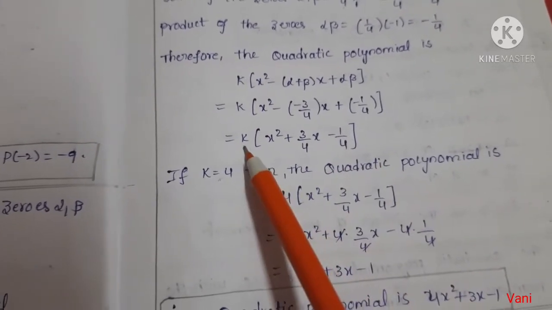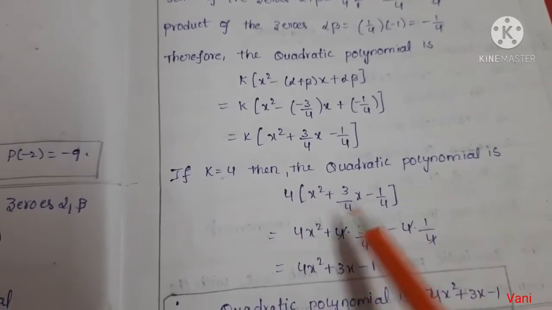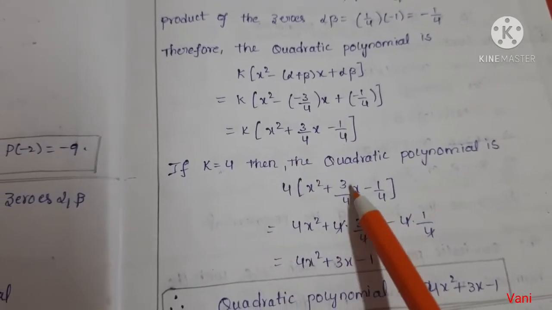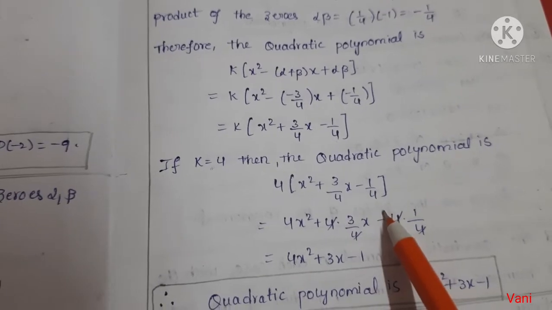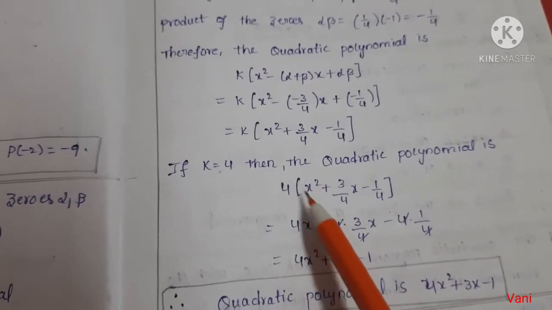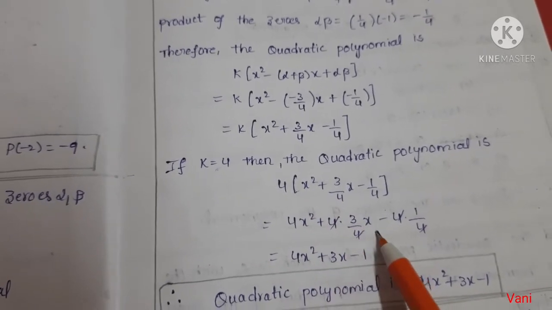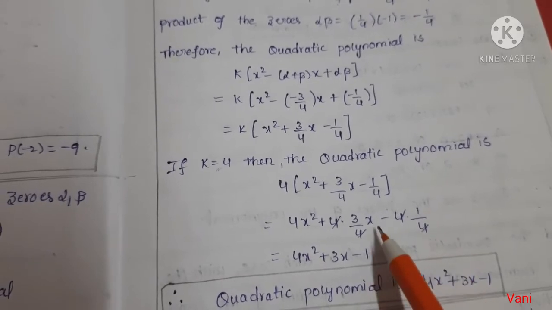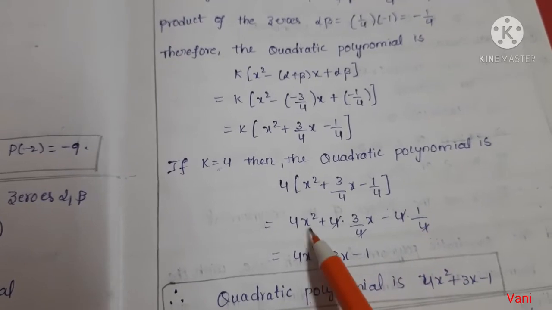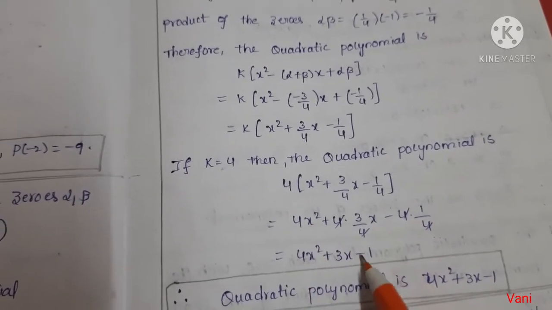So substitute in place of k, 4. If the k value is 4, then the quadratic polynomial is 4 of x square plus 3 by 4 into x minus 1 by 4. Now multiply 4 inside, so multiply for every term. 4 into x square plus 4 into 3 by 4 into x minus 4 into 1 by 4. Here 4 cancels, here also 4 will get cancelled. So the required polynomial is 4x square plus 3x minus 1.